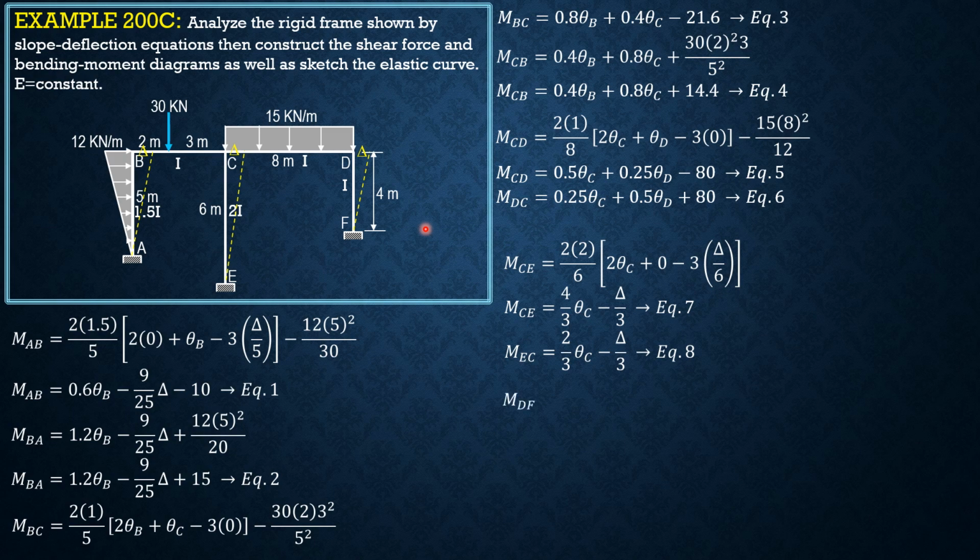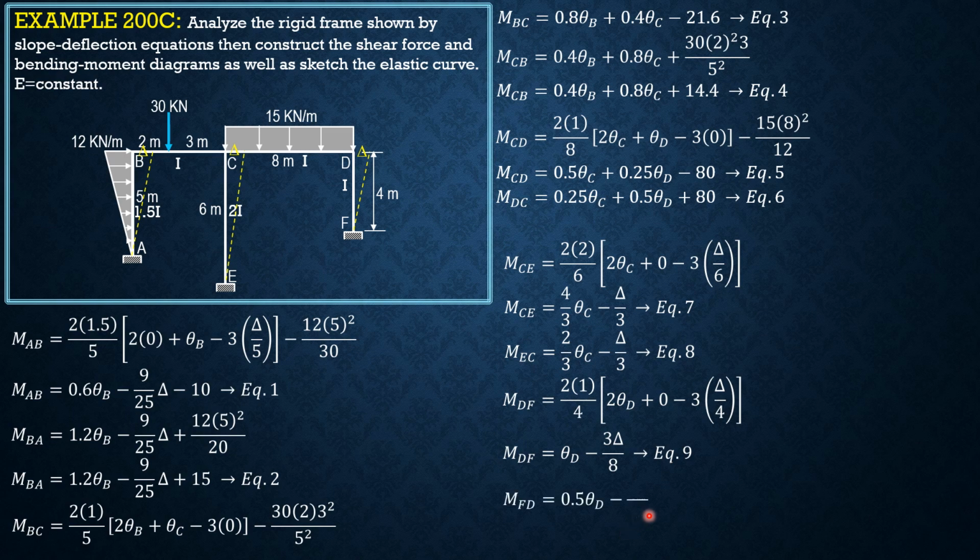Then MDF, there is side sway, 2 times 1 over 4 quantity 2 theta D plus 0 minus 3 times delta over 4. MDF is equal to theta D minus 3/8 of delta, equation 9, while MFD, so it is F that is doubled, but theta F is 0, so this is half. MFD is 0.5 theta D minus 3 delta over 8.